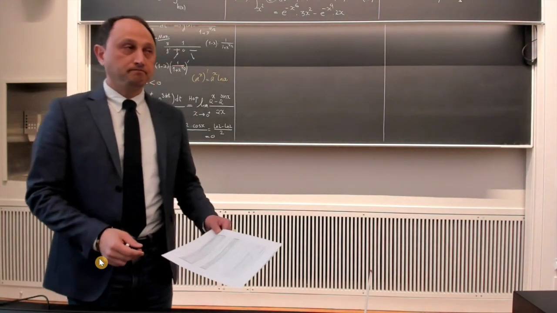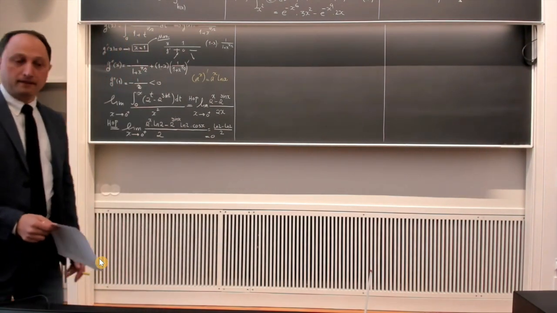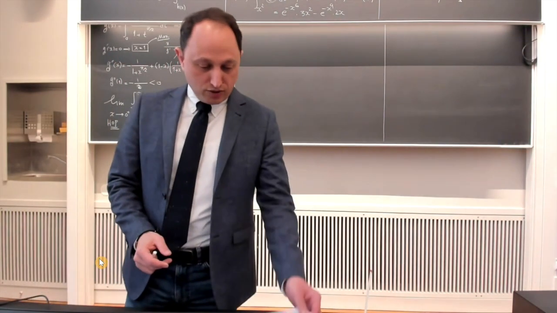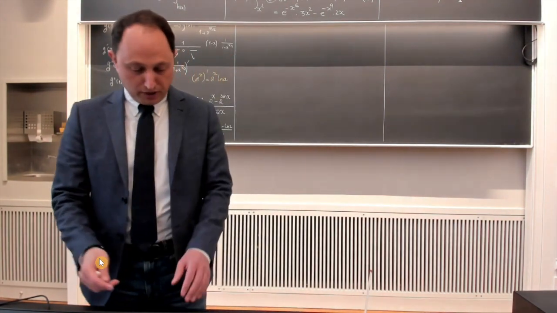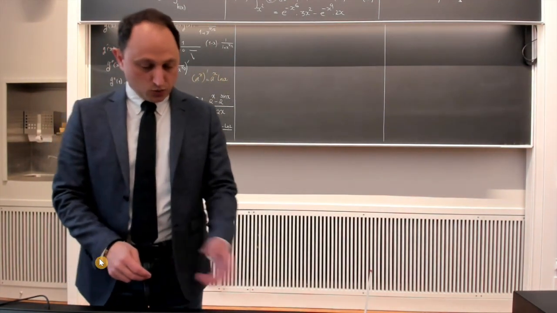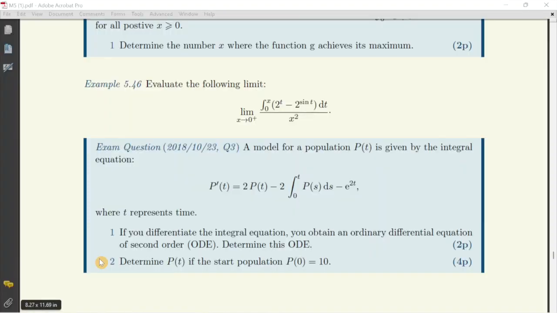Okay? Understandable? Okay, so now the next question is actually a very good question, because it is a combination of differential equations with what we learned here. So let us just read it. A model for a population P of t is given by the integral equation. By the way, in an integral equation you see that the population function P is not known, but the population function also appears as an integrand of an integral.